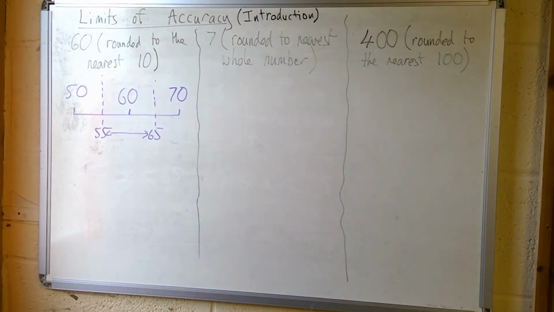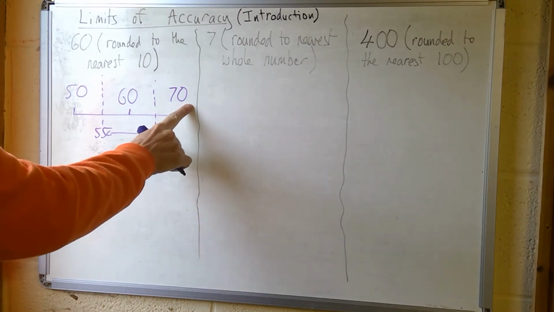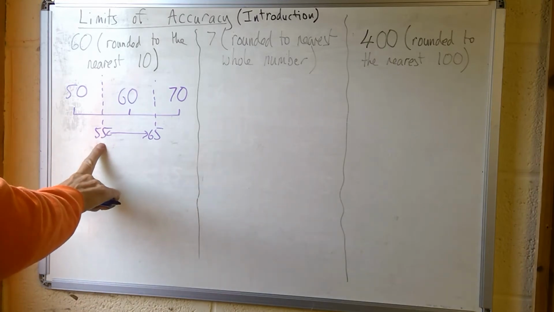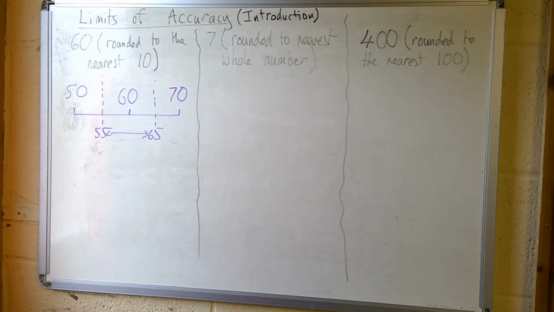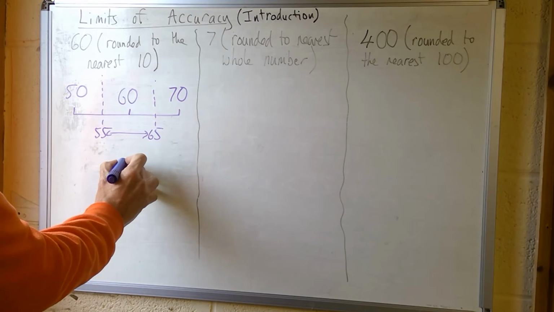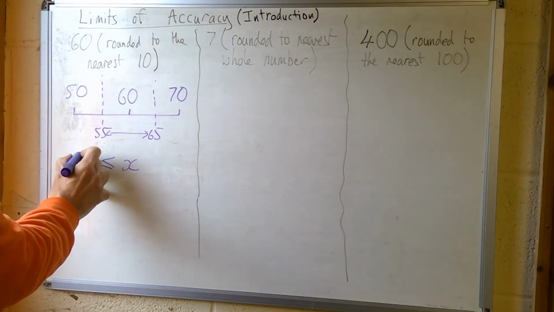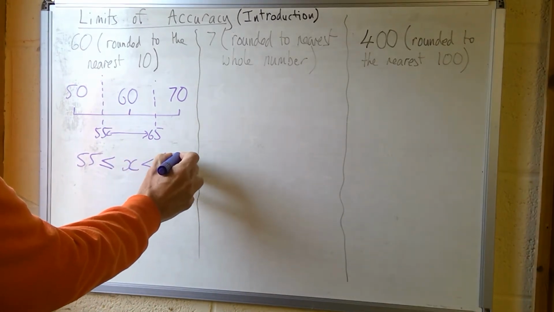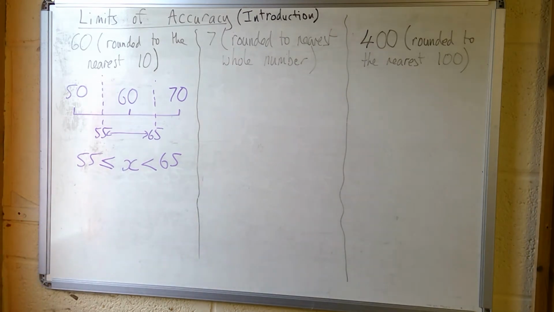Because as we know with the rules of rounding, even though 65 is halfway, 65 itself would round up to 70. It's mathematically correct to call this the lower bound and this the upper bound, but we can use inequality notation to help us. So if I say my number was x, I know that it's greater than or equal to 55, but less than 65. And I don't put the equals part on here, so that inequality is now true, and that's a really nice way of doing it.